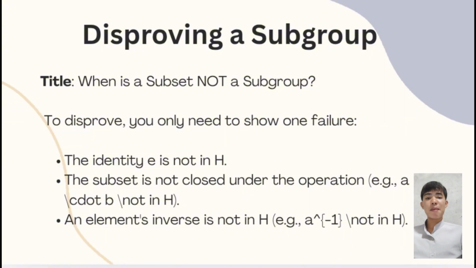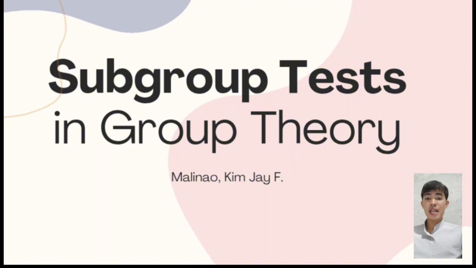So in summary, subgroup tests provide efficient ways to determine whether a subset forms a subgroup. The one-step test checks a and b inverse, the two-step test checks closure and inverses separately, and the finite test requires only closure for a finite set. If a counterexample exists, the set is not a subgroup. So this method simplifies the verification process and makes studying algebraic structures more manageable.